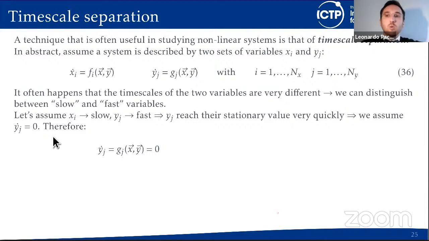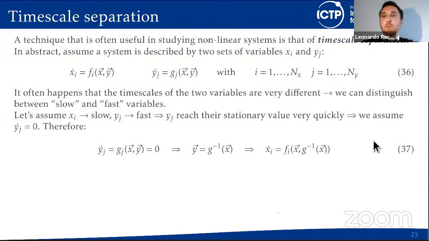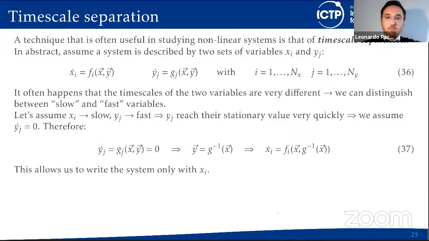Okay. So what we can do in this case is basically setting this equation equal to 0. You see that here we can now invert these functions g to write the fast variables as a function of the slow variables. If we then plug this expression into the equation for the slow variables, we have reduced the number of variables, so that we can describe our system only through the slow variables.